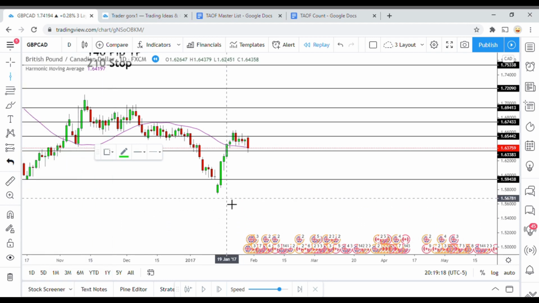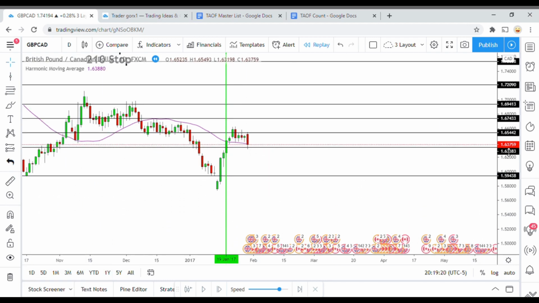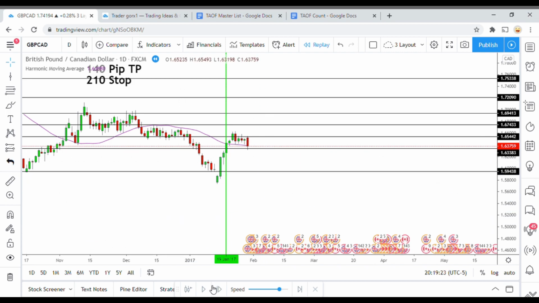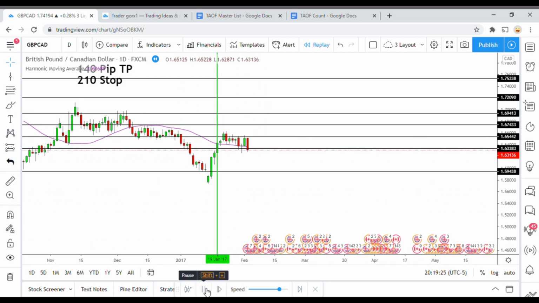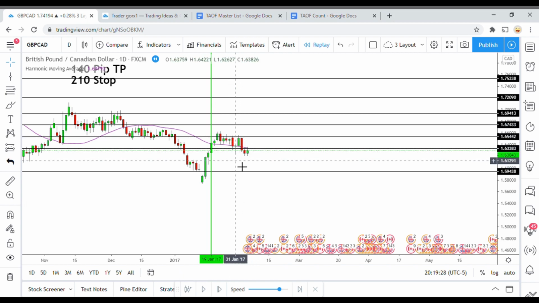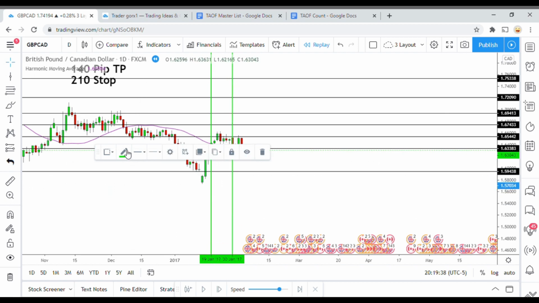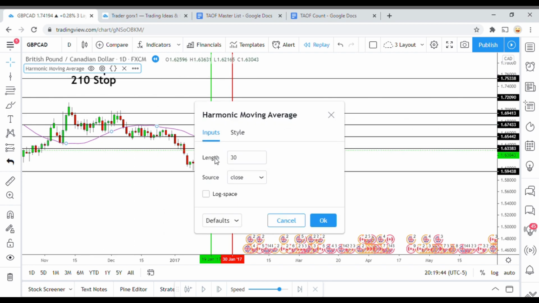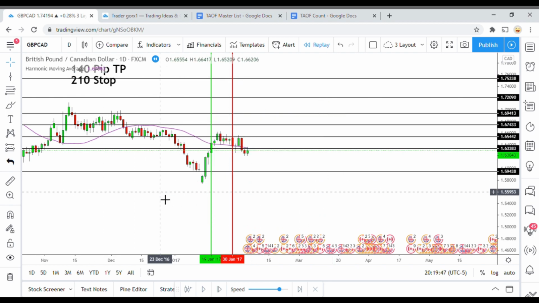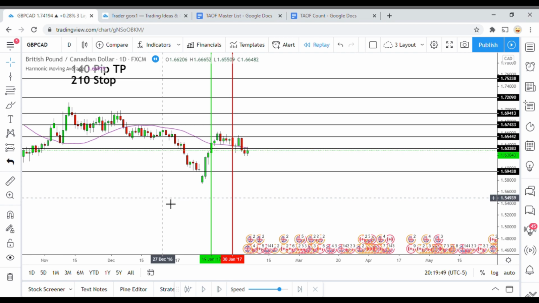Let's see here. Looking for the vertical line. Crossed right there to the upside. Definitely getting us to our take profit. Let's see what's going on here. We get a cross to the downside here. Don't know if... Nope. We missed take profit on that one. This is a 30 period, is what I set the harmonic moving average to. It's the same period that we set all the other moving averages to when we were doing the other moving average tests as well.